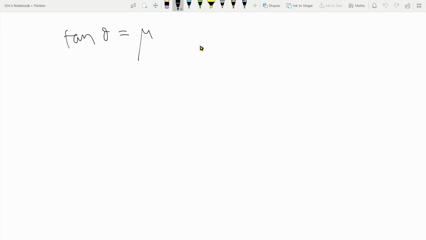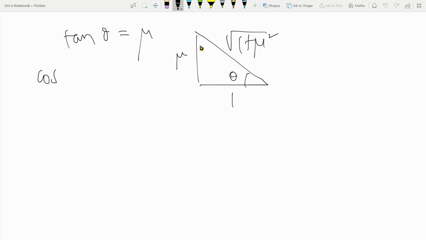So let me just construct a triangle over here. So in this triangle, if I take mu to be one side and 1 to be this side, we'll find that tan theta for this particular angle will be equal to mu, right? And the hypotenuse can be found to be equal to root of 1 plus mu square. Of course, when you become adept at this, you don't actually need to create a triangle each time, but for the purpose of this video, I think a triangle would be really helpful. So now that we have mu and 1 and root of 1 plus mu square, we can write cos theta to be equal to 1 by root of 1 plus mu square.